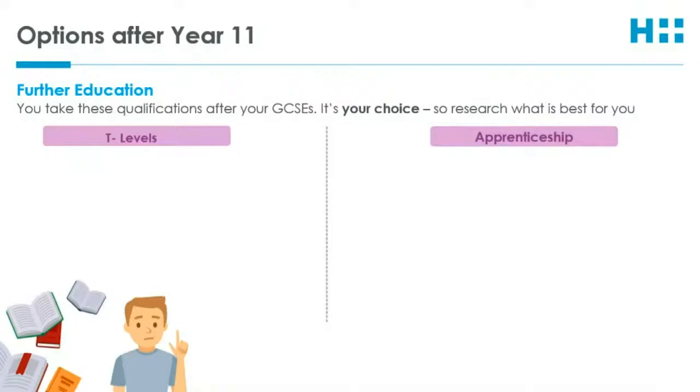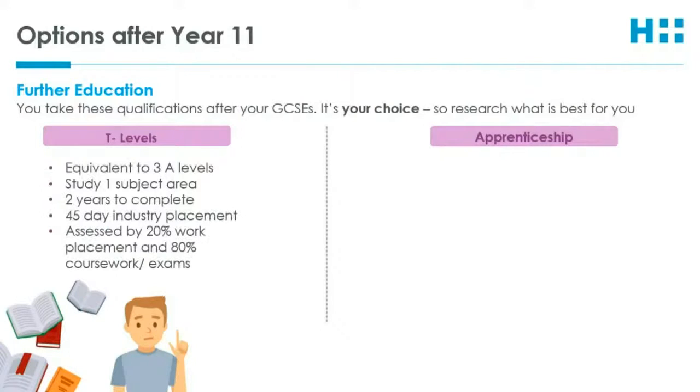The other two qualifications that you may or may not have heard of are T-levels and apprenticeships. Now, T-levels are brand new qualifications that were introduced last year and are still being introduced now. So as you're doing your research, you might see more and more different types of T-levels cropping up in different subjects. So T-levels are equivalent to 3 A-levels.